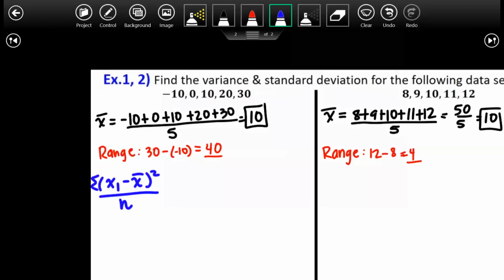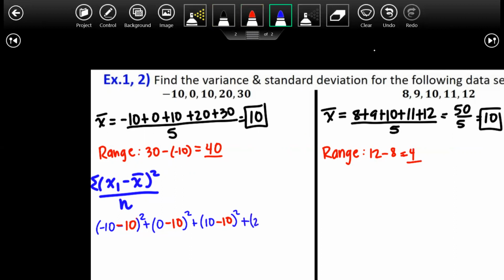We're going to take our values. I'm going to try to make this smaller. We're going to take negative 10 minus our 10, because our 10 is our mean, and we're going to go ahead and square it. We're going to do that to every single data point. 0 minus 10 squared plus 10 minus 10 squared. Again, this is slightly different than the mean absolute deviation.